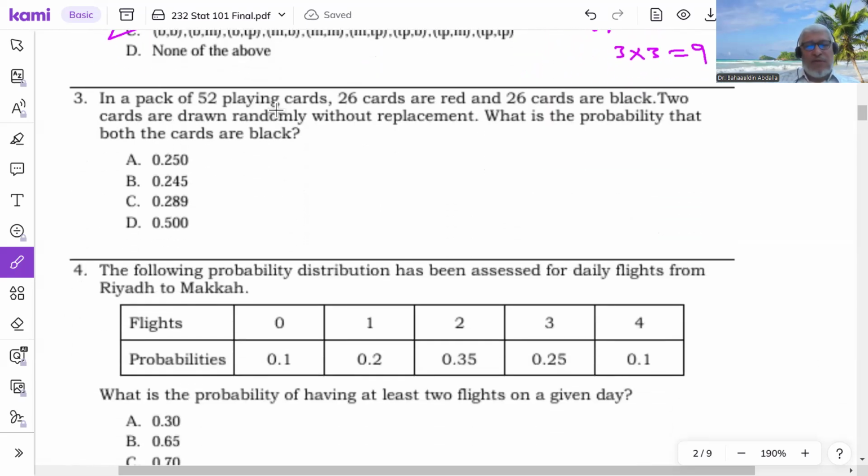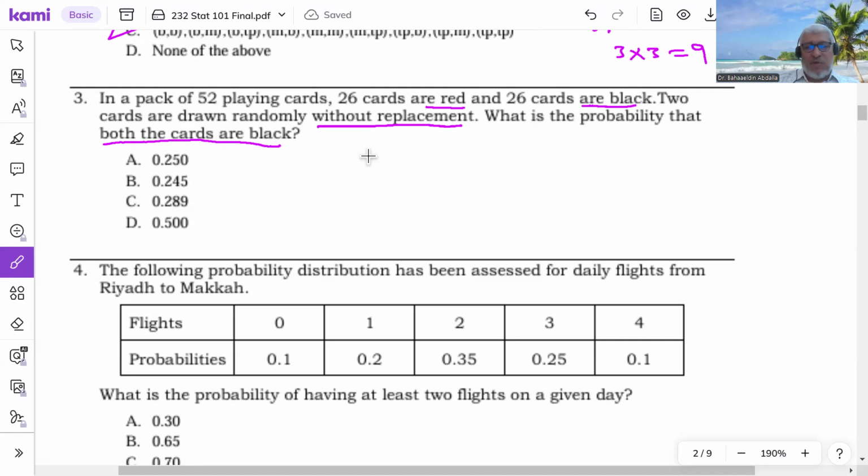In a pack of 52 playing cards, 26 cards are red, 26 are black. 2 cards are drawn randomly without replacement. Without replacement means we do not put the first card back. So we select the first card and keep it with us. So what is the probability that both cards are black?